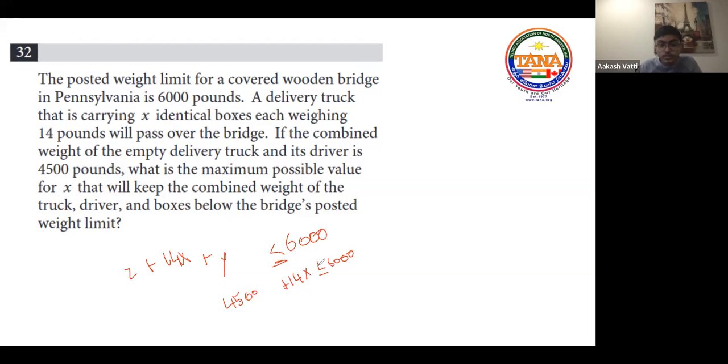And now what you have to do is subtract 4,500, so 14X is less than or equal to, I think, 1,500. And then you divide by 14. And you should get something like X is less than or equal to 107.14. This is a calculator question for sure, simply because you have to calculate what 1,500 divided by 14 is. And because you know the weight of a box, there just aren't that many spaces to put an answer in. So you round this down. So you have X is less than or equal to 107 as your answer.